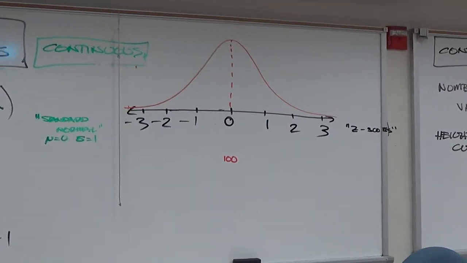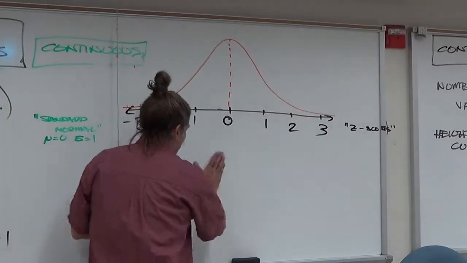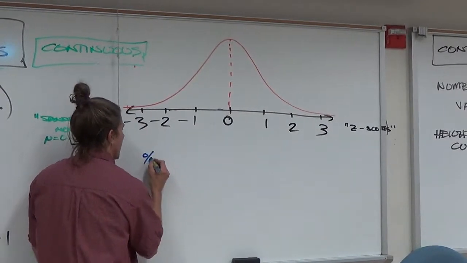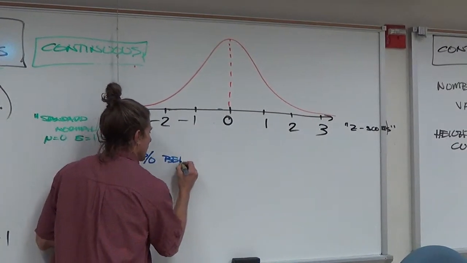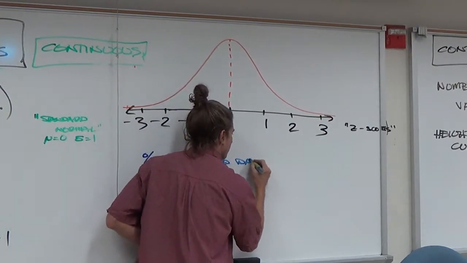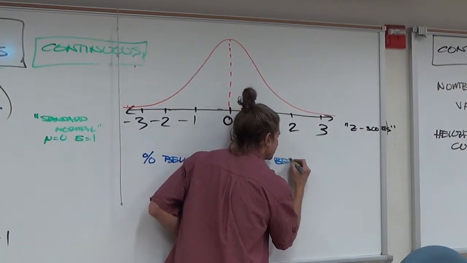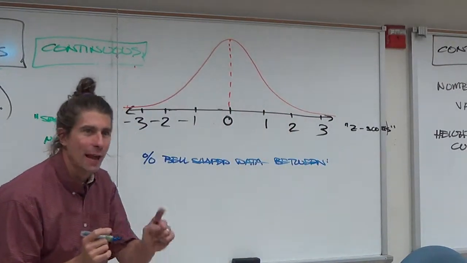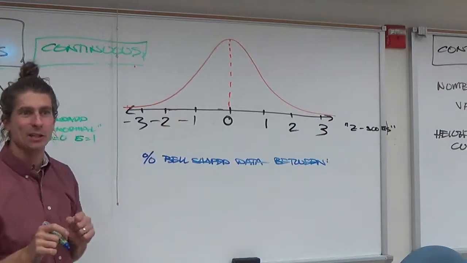Let me pick on a bit of information you guys already know. What percent of bell-shaped data is between, let's do a quick little recap here. And I want to show you how what we already know ties to this curve.